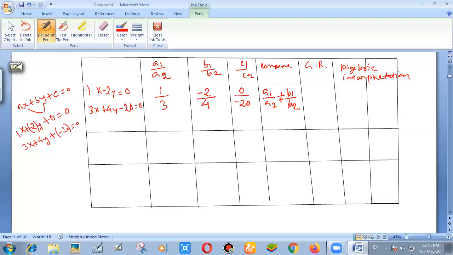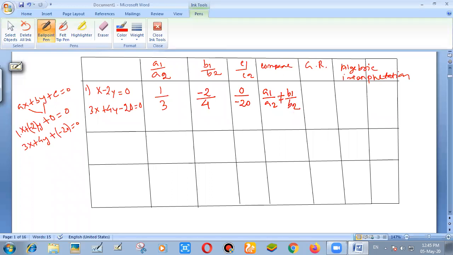Now, if in two linear equations the ratio, Dipjyoti, mute your audio, it is disturbing me. Now see, if A1 by A2 does not equal B1 by B2, then graphical representation means what? If A1 by A2 does not equal B1 by B2 of two linear equations, then the two linear equations will intersect each other. Up to this clear? Yes.